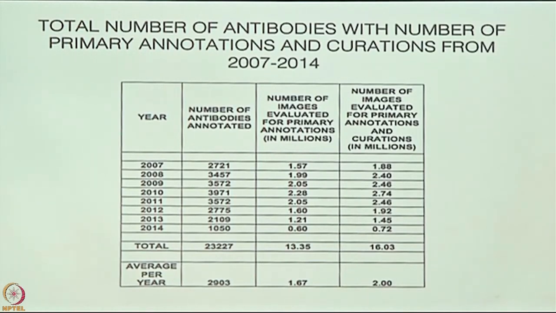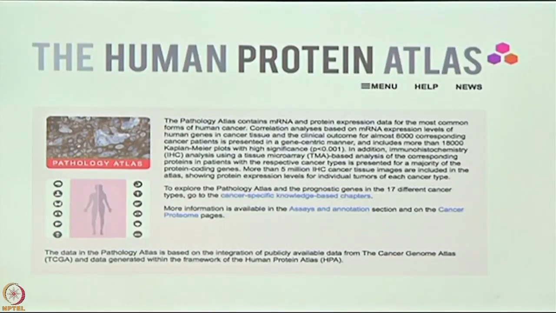And then came the big question, what about quality control? This is from India. And we had to work very hard to prove that there was really no difference whether they were annotated in India or in Sweden or in Norway or anywhere else. And everybody agreed. The statisticians became our best friends because they proved that. Now let me go on to the second part, which is a more recent event in the protein atlas.